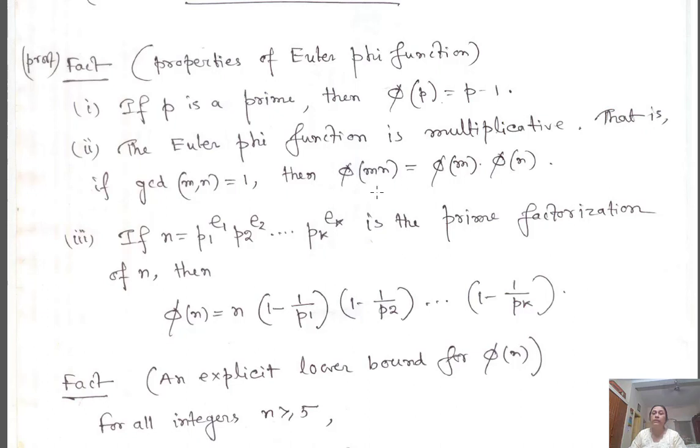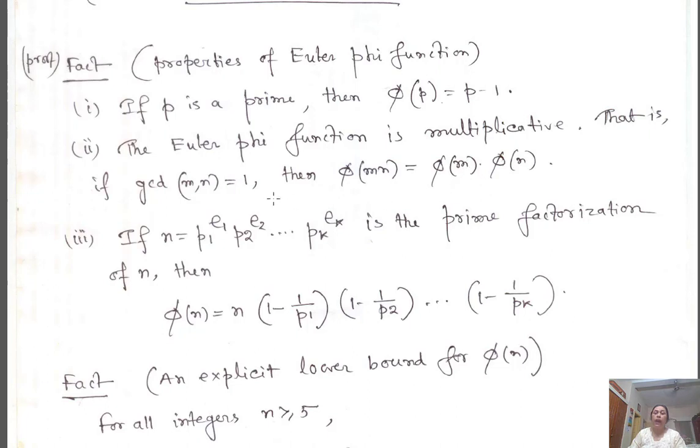So this essentially counts the number of integers which are less than mn and coprime to mn. This is essentially the same as the number of integers less than m coprime to m, times the number of integers less than n coprime to n. This can be proved, and we are going to show how to prove this.